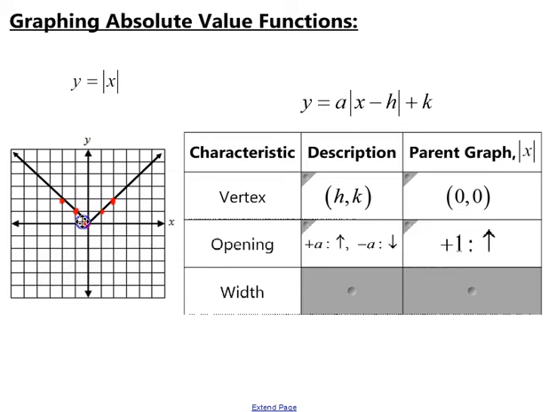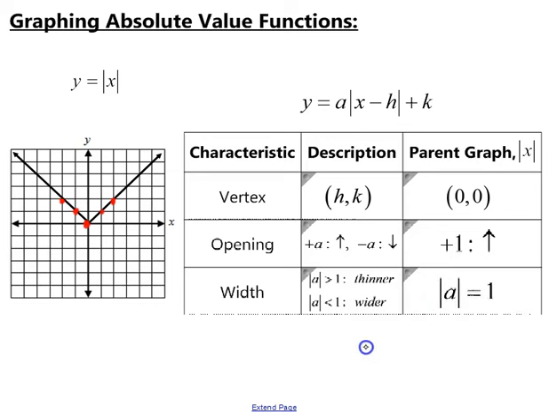The width, we're talking about how wide or how thin is our V. So here, if the absolute value of a is greater than 1, it's going to be thinner, meaning our V is going to be very skinny here. If the absolute value of a is less than 1, our V is going to be wider. Okay. So in our parent graph, the absolute value of a is equal to 1. So we have that invisible 1 here. So that's why we have the slope of positive 1 to the right and negative 1 to the left.